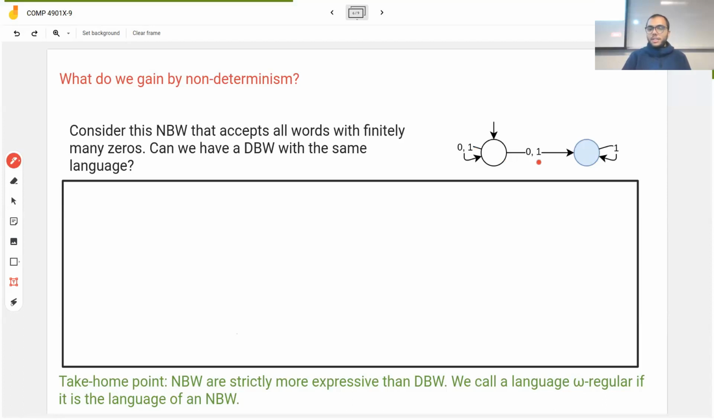This is a non-deterministic automaton because, of course, if I'm here and I read either 0 or 1, I can either stay or go to the right. So I have non-determinism there. But can I have a deterministic automaton that accepts the same language?